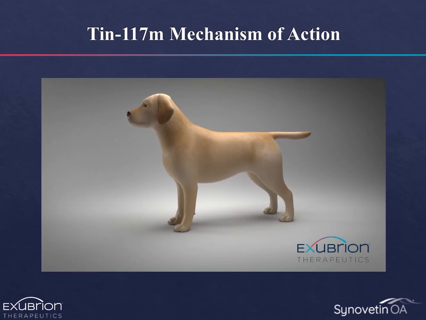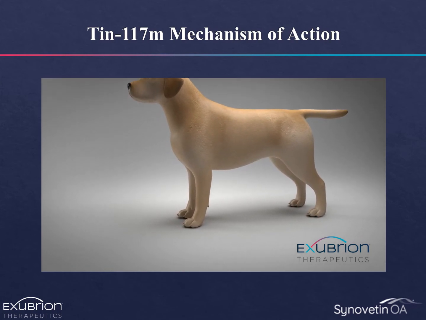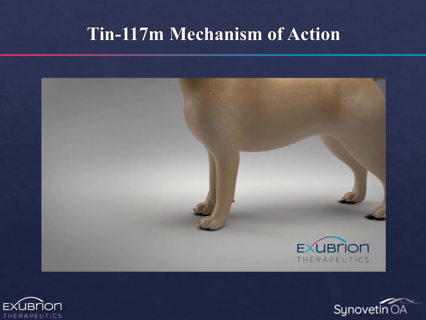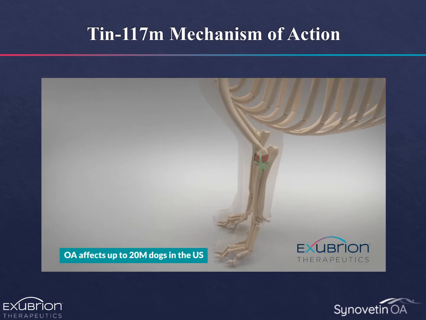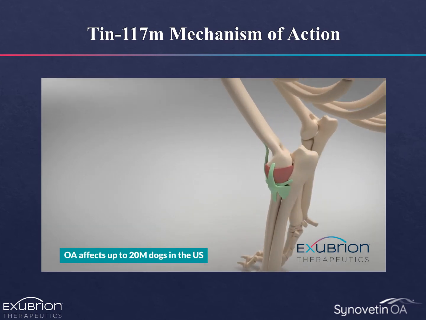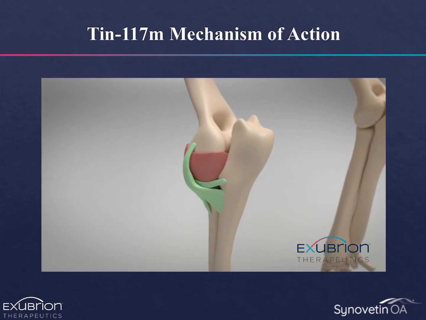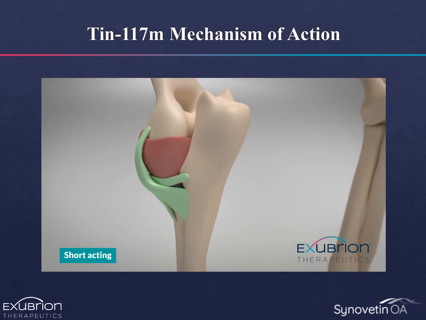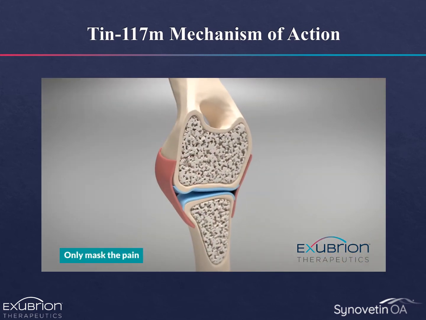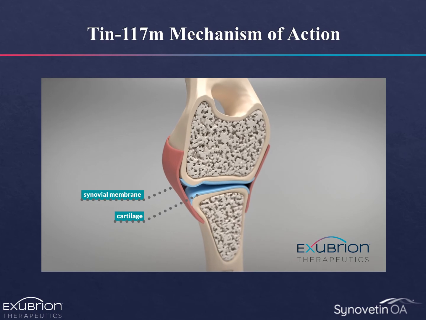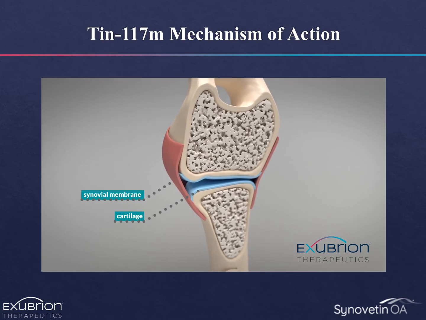Chronic osteoarthritis, or OA, is one of the most significant debilitating conditions in companion animal health, afflicting up to 20 million dogs in the U.S. Current treatment options can cause systemic side effects, are short-acting, or only target pain receptors, and thus may not fully address this disease that creates such discomfort for the dog.